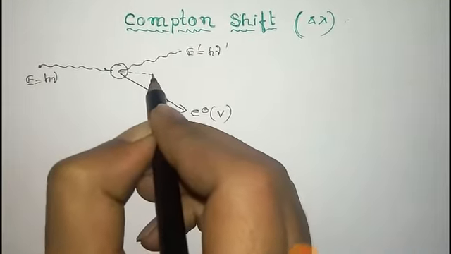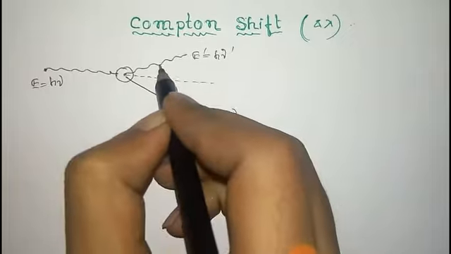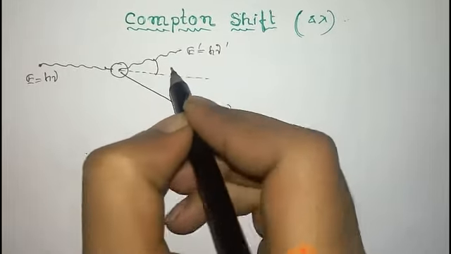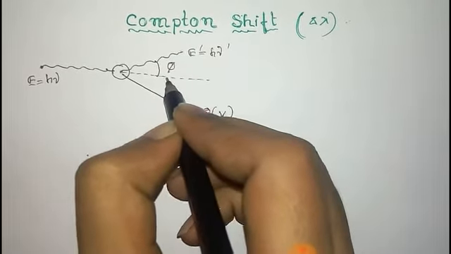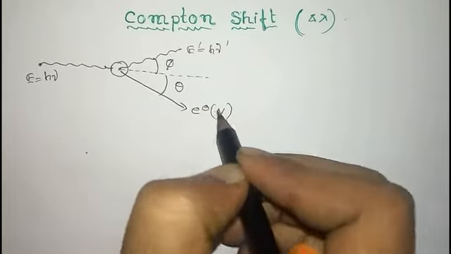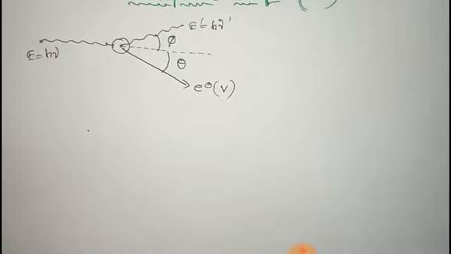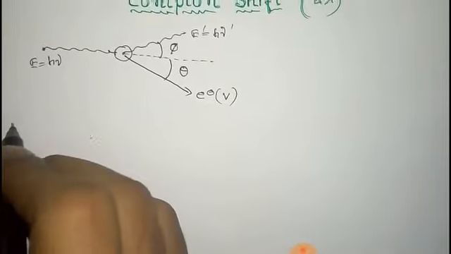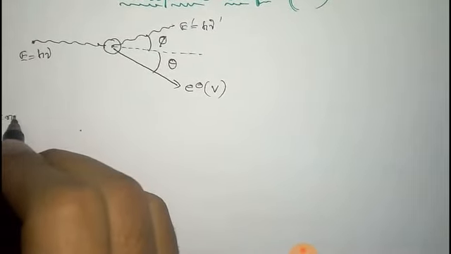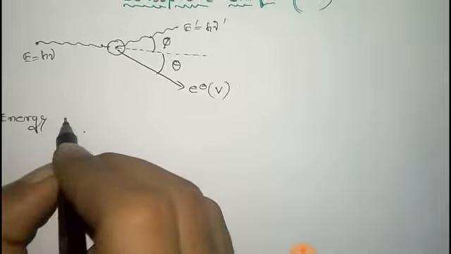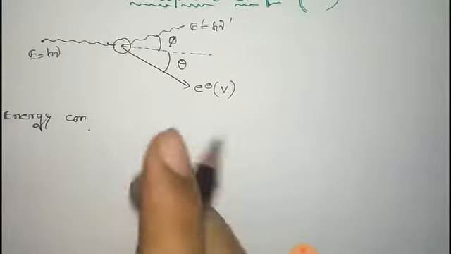came out. Okay, and this angle is phi and this angle is taken as theta. This is the Compton effect. Now we derive the Compton shift due to this effect. Okay, first of all we take the energy conservation.